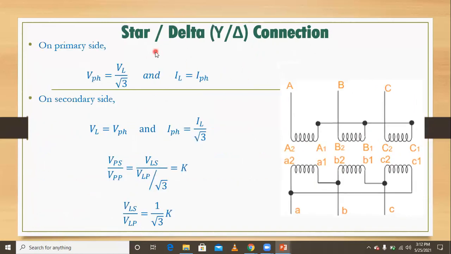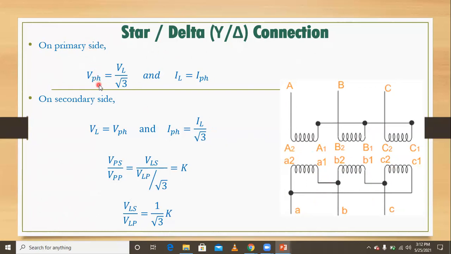Understood? Next is star-delta connection. The primary side is star connection, so these are all connected to a common point, and the neutral point is available. On the secondary side, the winding terminals are connected at a common point, which is why it's called star connection. In delta connection, this winding's secondary terminal is connected to another winding's starting terminal, so it is a closed loop. That's why it's called delta connection.